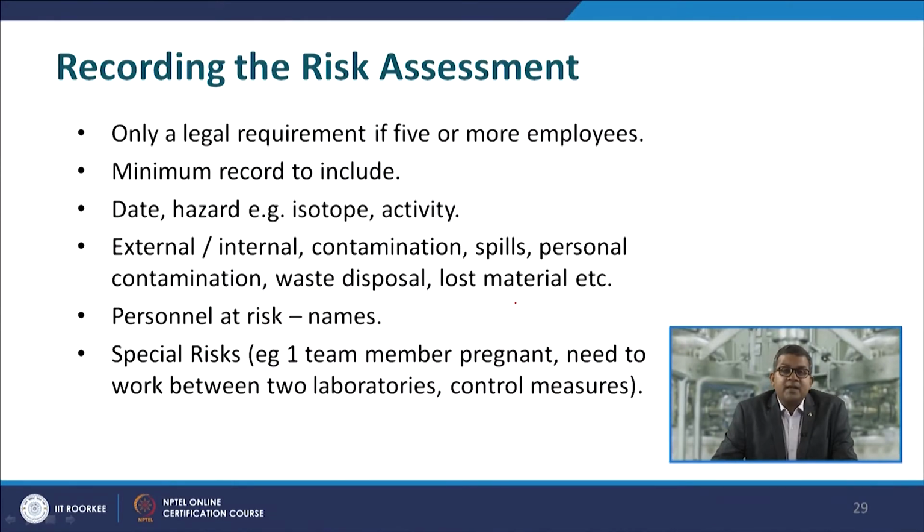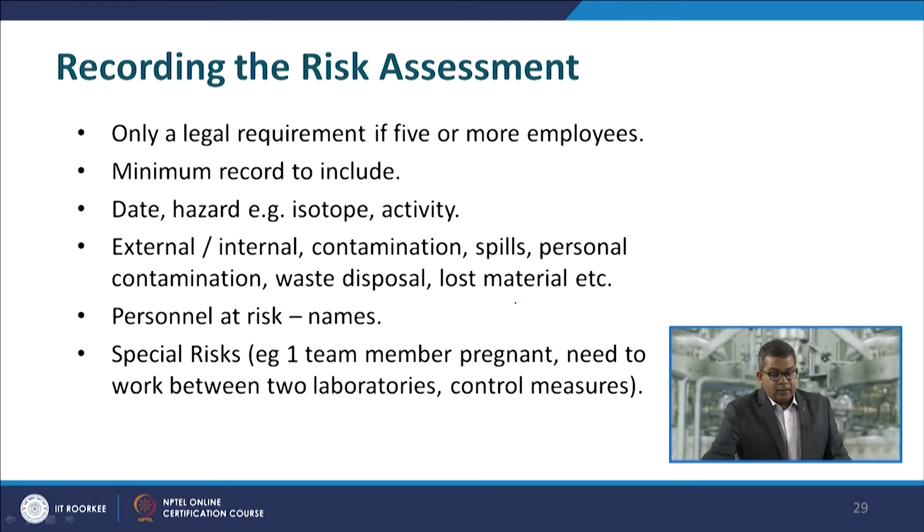If five or more employees are working within the plant, then you need to go for this kind of risk assessment. The minimum record should include the date, hazard, maybe isotope activities, etc. The external, internal contamination, spill, personal contamination, waste disposal, lost material, etc. Sometimes, if you are passing through any plant, you may experience an off smell. Then you record this, so that the person in charge of that particular area may find the reason for that off smell.